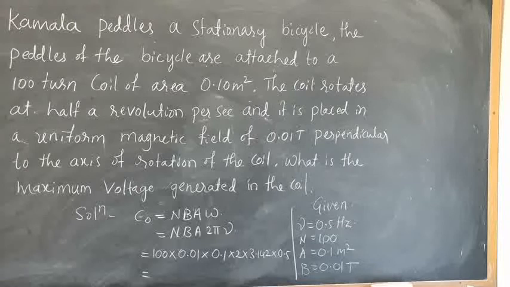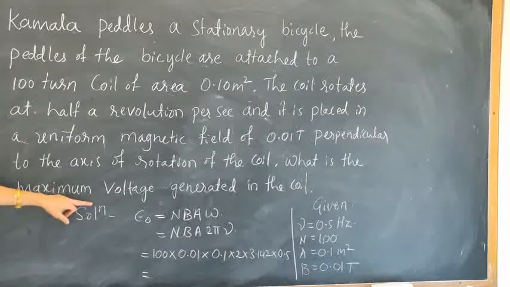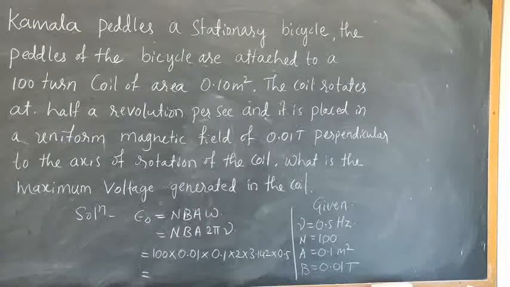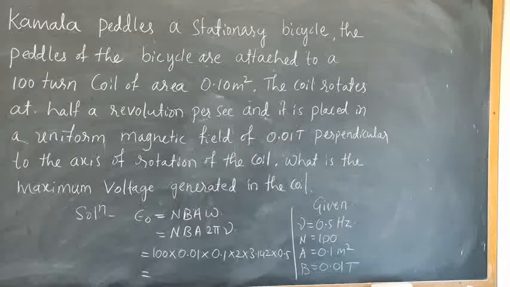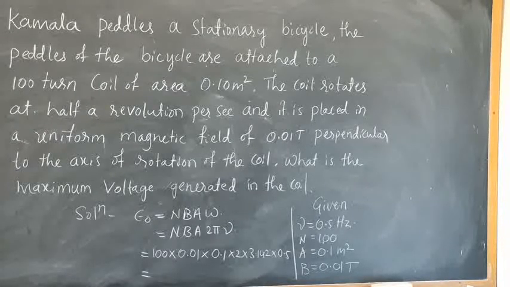So you know the formula. According to the formula, E0 is equal to NBA omega. So omega is equal to 2 pi nu. Therefore E0 is equal to NBA 2 pi nu. The values we have to substitute: N value is 100, B is 0.01, A is 0.1, 2 into pi value 3.142 into the frequency value nu is equal to 0.5. So just multiplication, you do the calculation and you will get the answer as 0.314 volt.